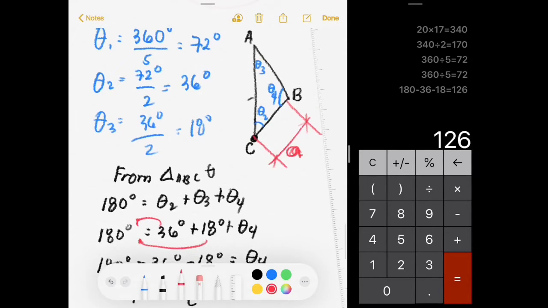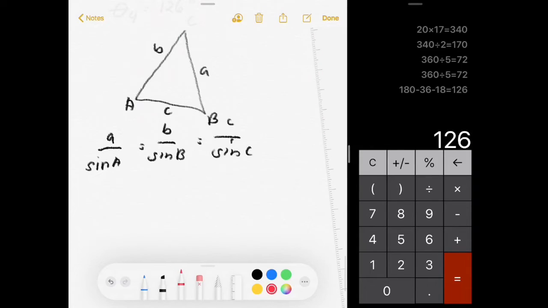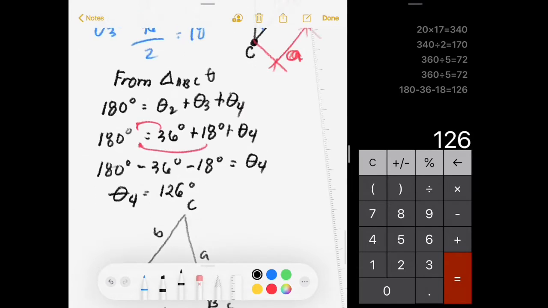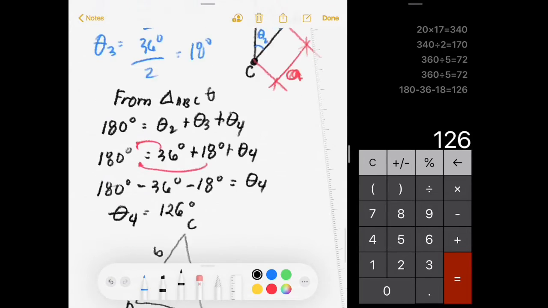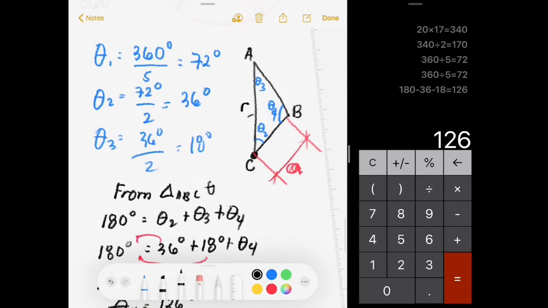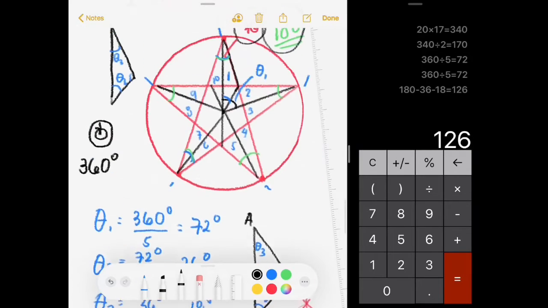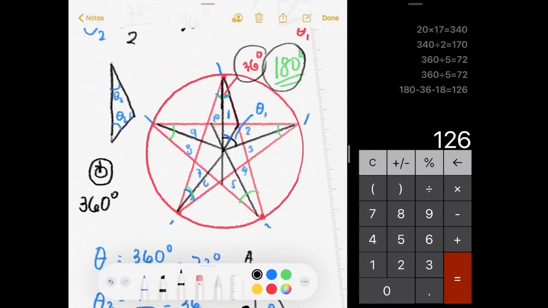Ang katapat ni A ay theta 3, no? So, A over theta 3 equals to, ano na naman yung, ano nito? We have here R. Bakit R yan? Kasi ito yung R. Siya yung pinaka-radius nung circle natin.